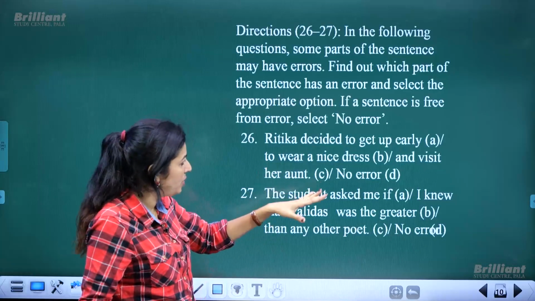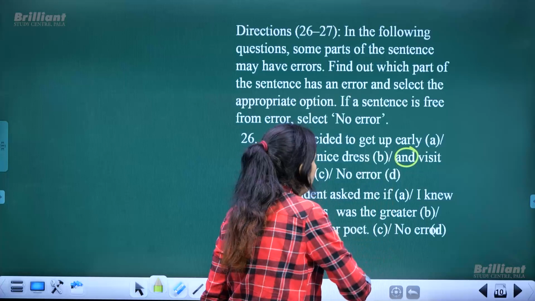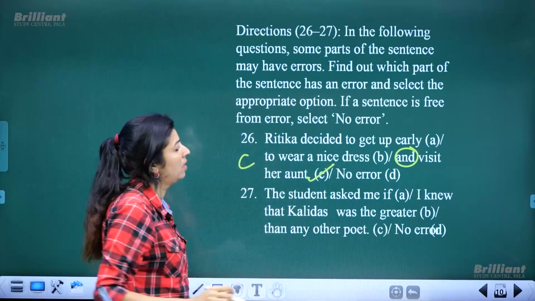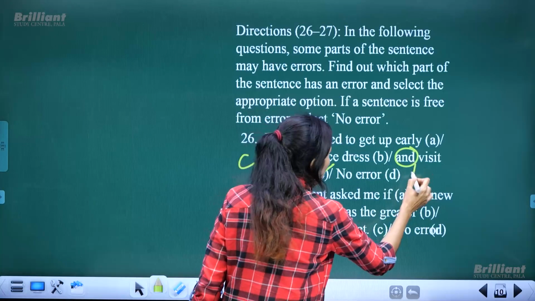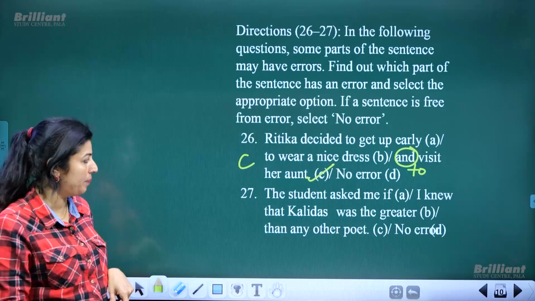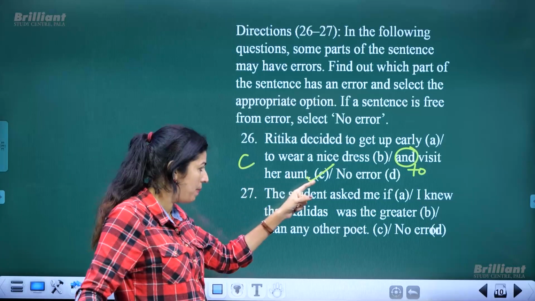Correct. And visit? No, but to visit. So this and is wrong here. So option number C is the correct option. So instead of and, what should be used? To visit, not and visit her aunt, but to visit her aunt. Okay. Only then this sentence will be correct. So it's the error in the C part.